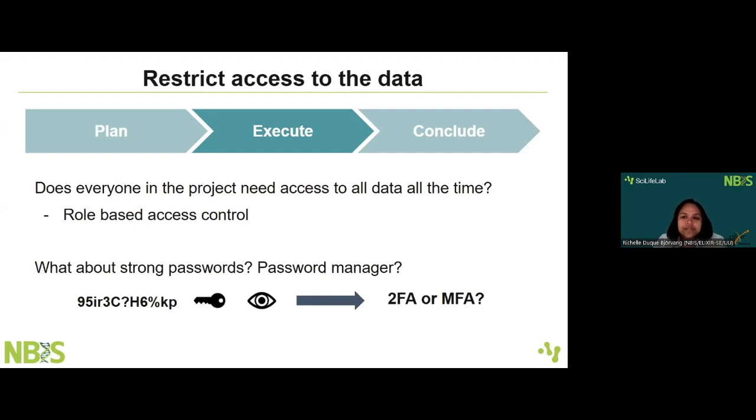The third concept of secure data management regards the restriction of access to the data. So does everyone in the project need access to all the data all the time? It's important to assign permissions based on individuals' roles and responsibility within the research project. And make sure to use strong passwords or a password manager, or even use two-factor authentication or multi-factor authentication to be able to make sure that the data has restricted access.